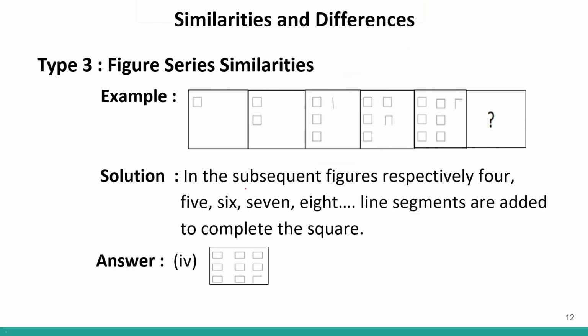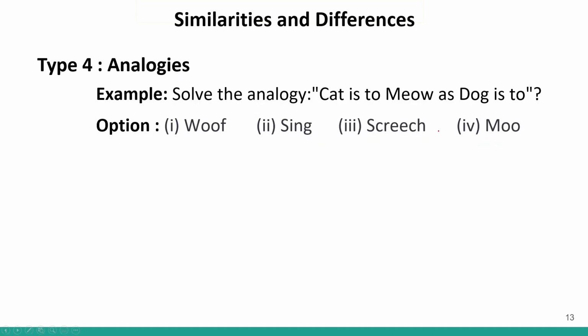Okay, so here in the solution, you can see that in the subsequent figures, 4, 5, 6, 7, 8, these many line segments are added to complete the square. Easy, figure series similarities. Basically, you have to understand the pattern that is being followed and complete the missing element. Okay. Then we have analogies. So analogies, I already told you, it is comparison between 2 objects or 3 objects to follow a pattern.